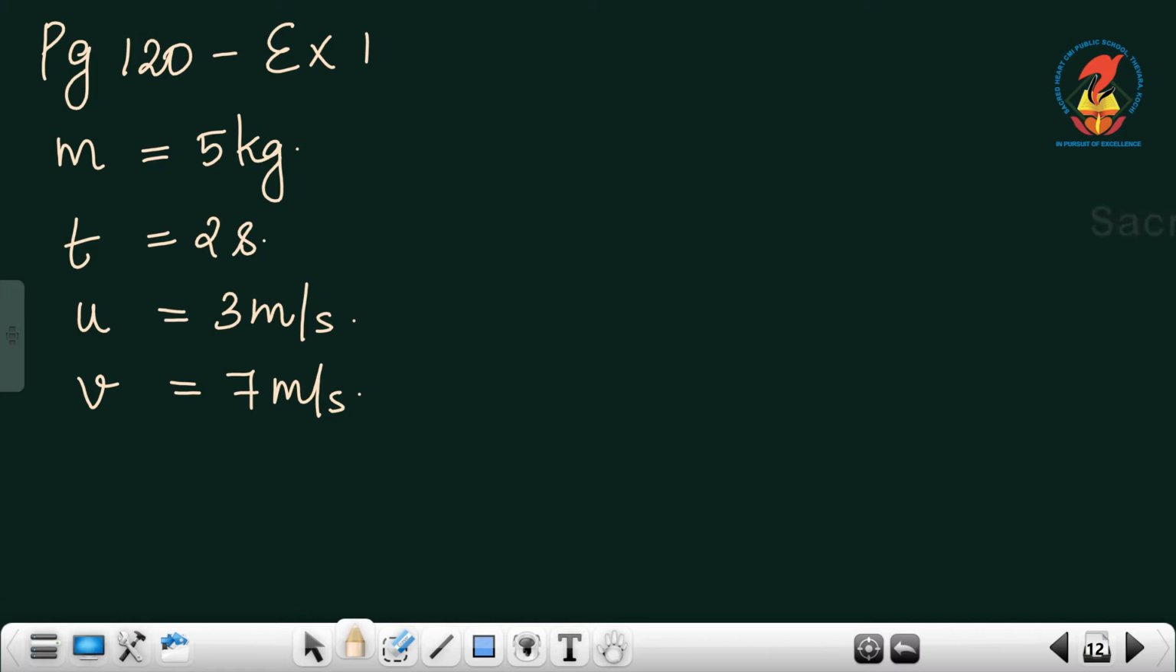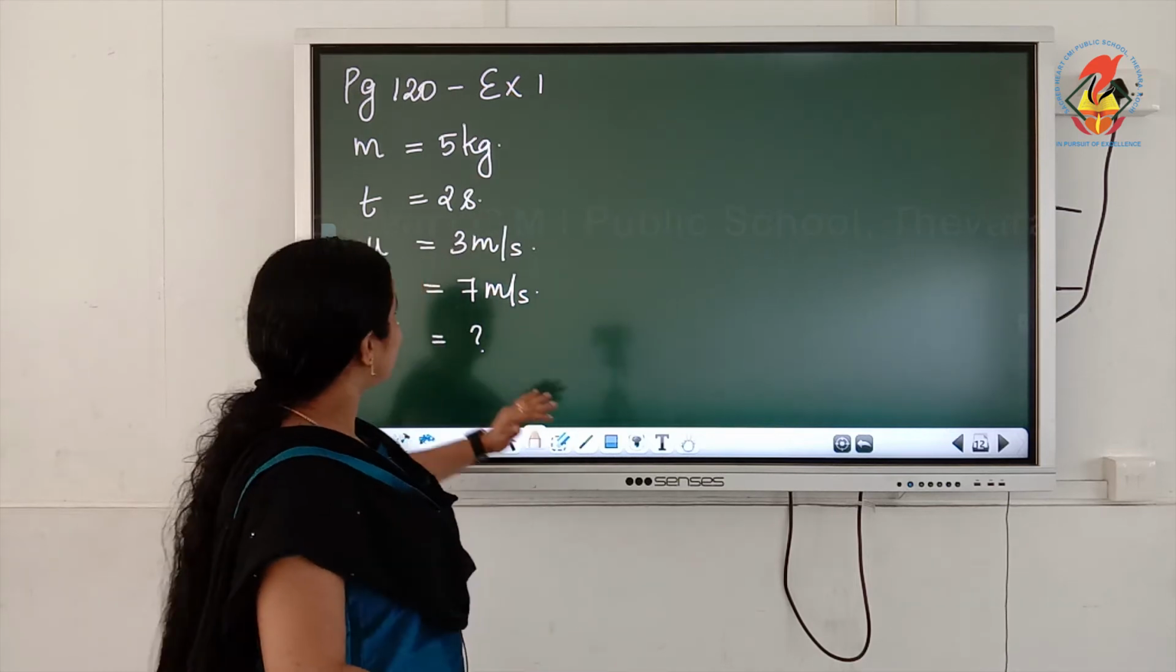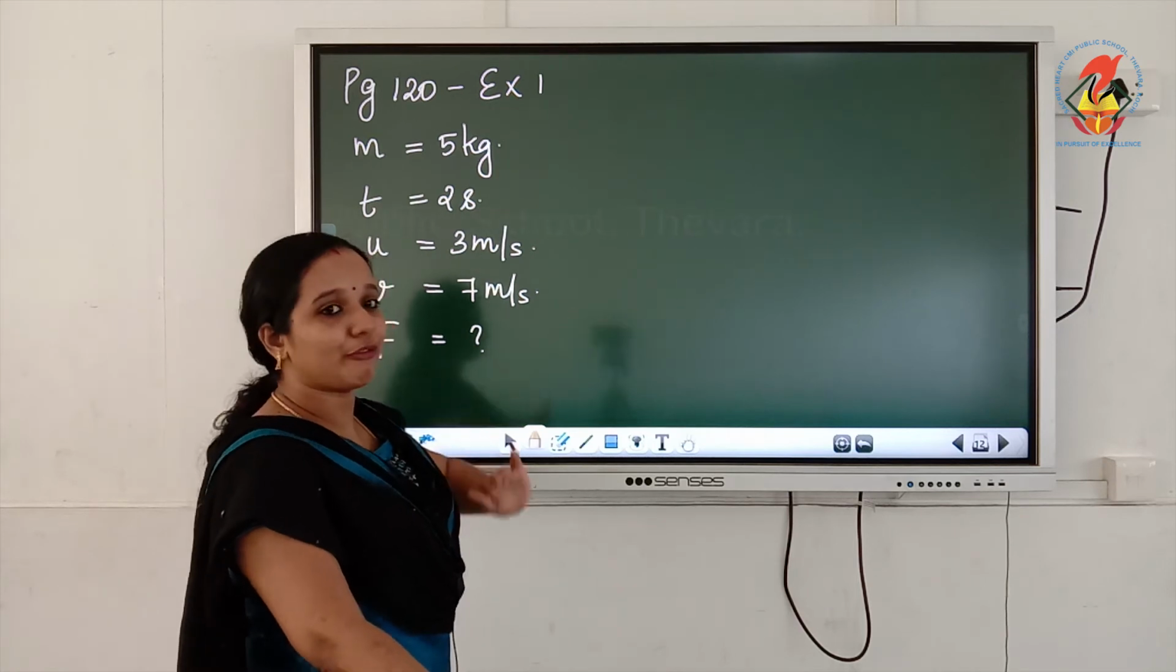Find the magnitude of the applied force. You need to find force. This is the first part of the question. Now, the second part is, if the same force was applied on the same object for a duration of 5 seconds.